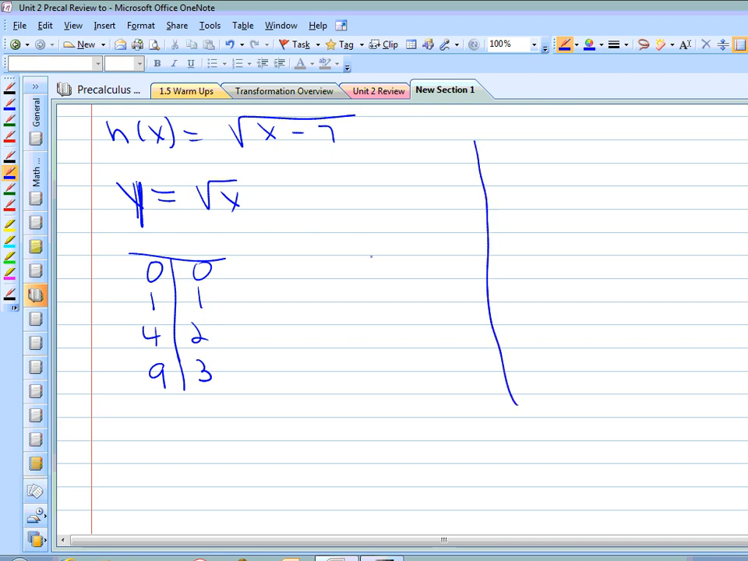So let's go ahead and do that. And then we'll talk about our transformations. So 0, 0, 1, 1, 4, 2, etc. And now this graph, this minus 7 is underneath the radical, so it has to do with horizontal movement. And remember, anything with x is sort of opposite of what it looks. So when it says x minus 7, we would really be going to the right 7. So we would take our points and go right 7. We'll say that's negative 7. So there's our first point, and we would move right 7.